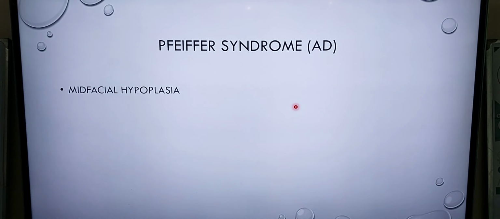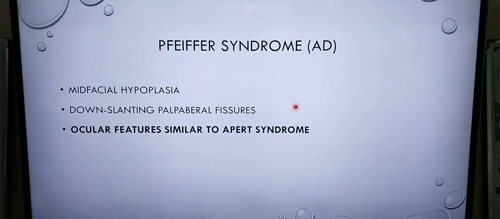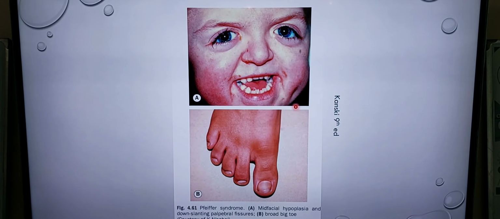The third syndrome is the Pfeiffer syndrome, autosomal dominant. Again, there is midfacial hypoplasia, downward slanting palpebral fissures. Ocular features are similar to Apert syndrome. This is the picture. Downward slanting palpebral fissure is there. It may comprise a broad big toe.